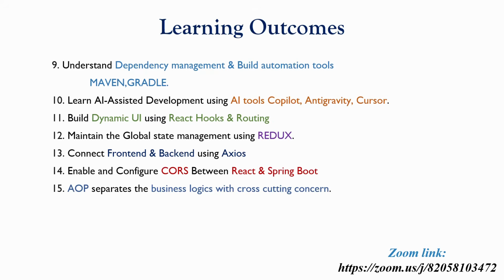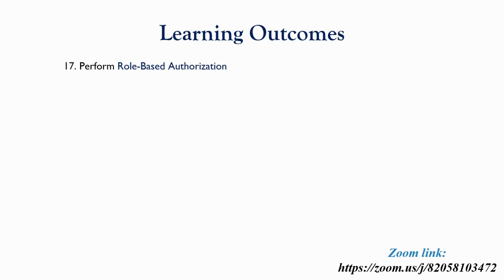AOP, guys, we need separation of concerns. We need to separate the business logic from cross-cutting concerns like security and loggers. And we need to secure the application using a JWT token. Like that, guys, we'll cover a number of things. I'm highlighting only the very important ones; we have multiple concepts we are going to cover in this course.